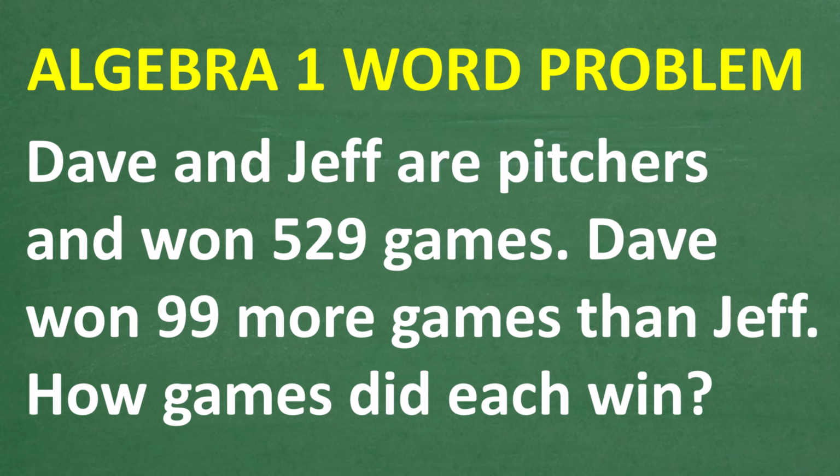Dave and Jeff are professional baseball pitchers and won 529 games together over the last decade. So Dave won 99 more games than Jeff. How many games did each win? So that is the problem.